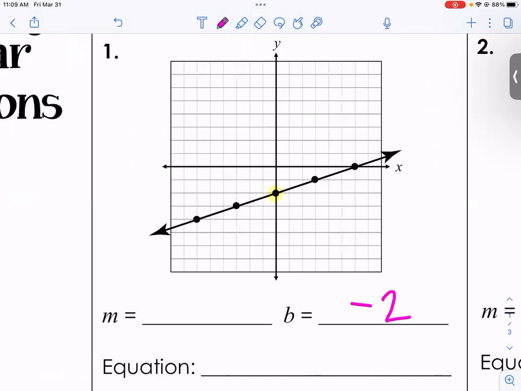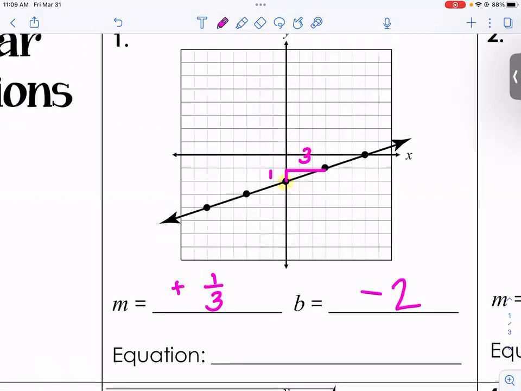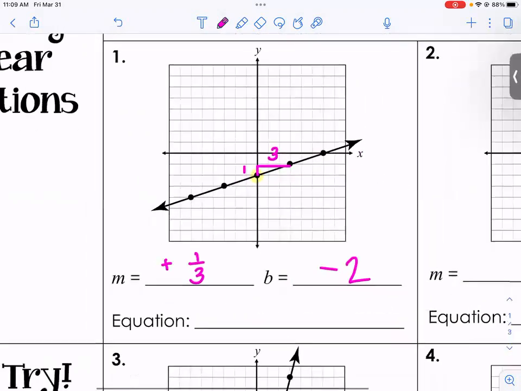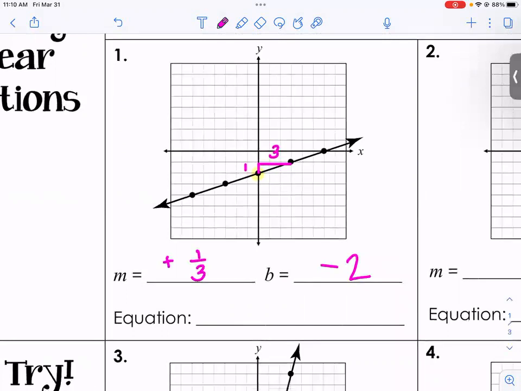Okay. Our slope, it looks like we go up 1 and over 3. Now, is our line rising or falling? It is rising, so this should be a positive 1/3. Now, we don't actually need to write that, okay? But I'm just putting it there for dramatic effect. So if we have m and b, then we have y equals mx plus b.